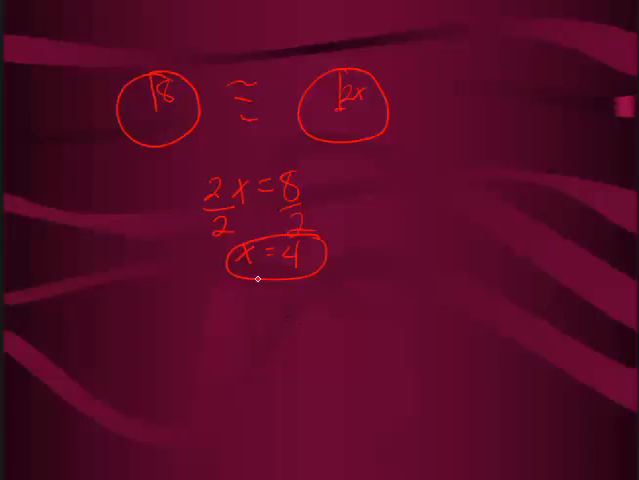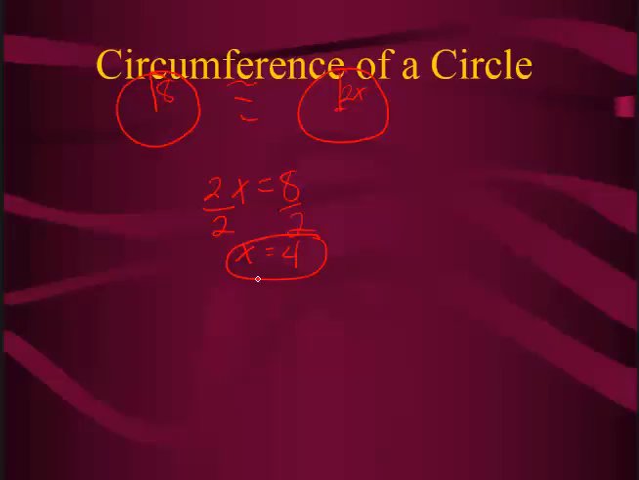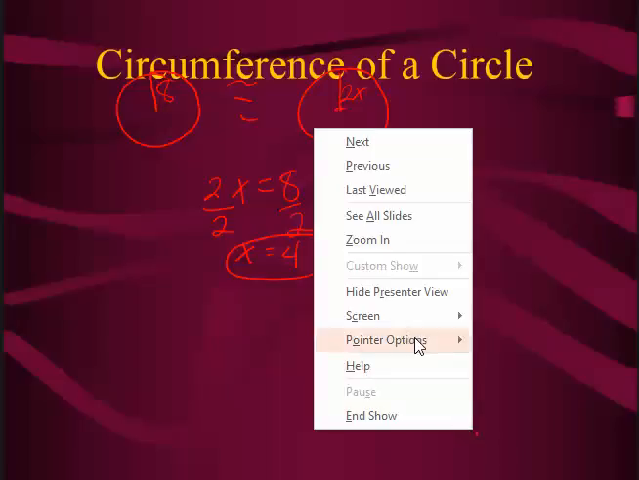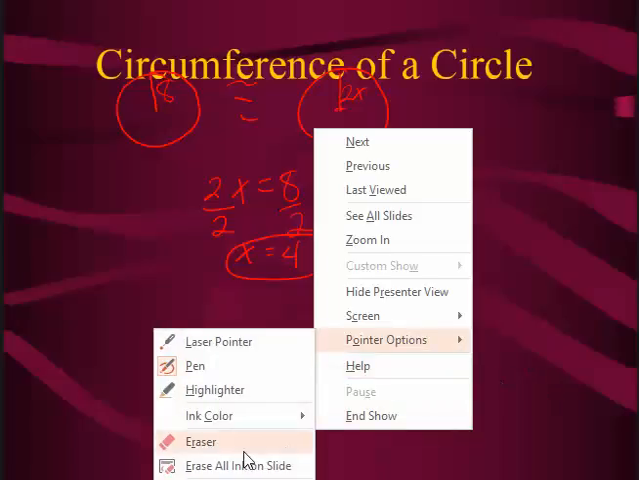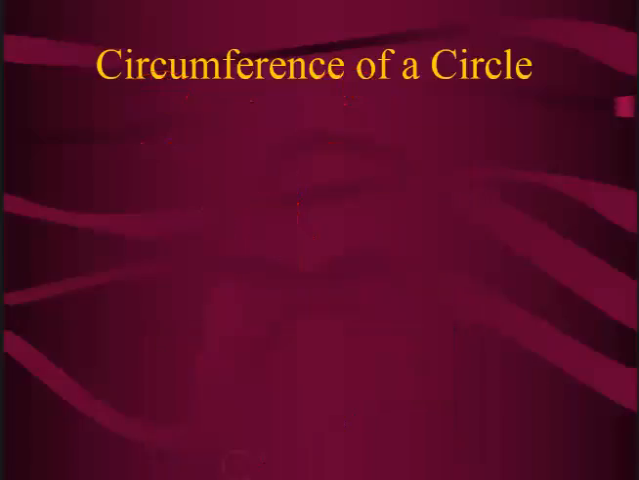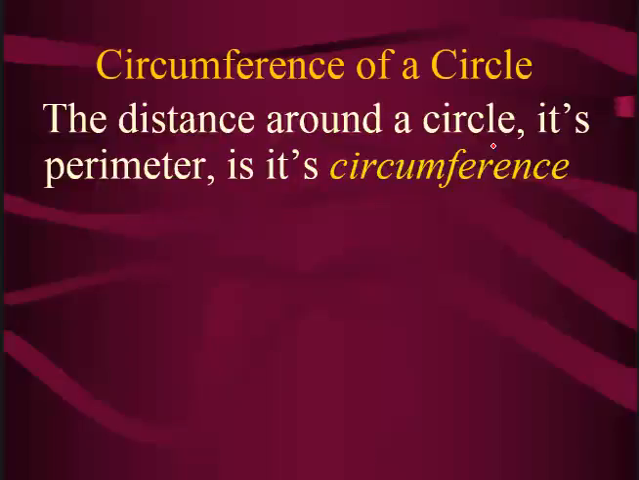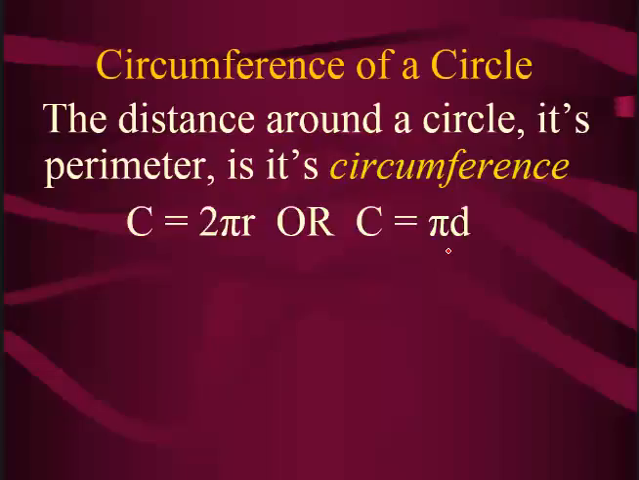Okay, so we just mentioned in the previous slide radius, diameter, and circumference. What is the circumference of a circle? You should have learned this in junior high, maybe even before then. Let me erase my slide. The circumference is the distance around a circle. It's like perimeter. We just give it a special name. It's the same thing as perimeter of a circle. So the distance all the way around, and there are a couple of formulas we can use. They mean the same thing.